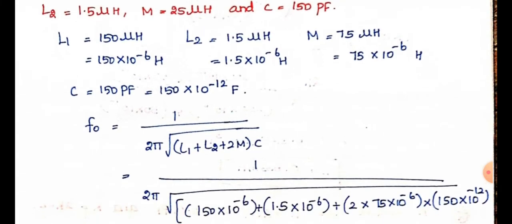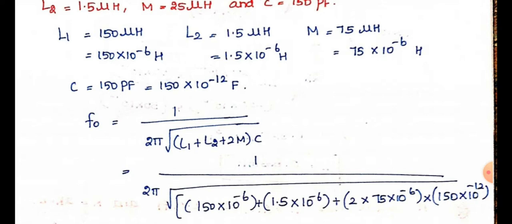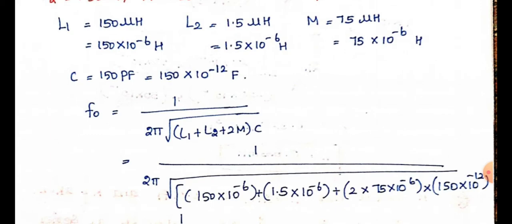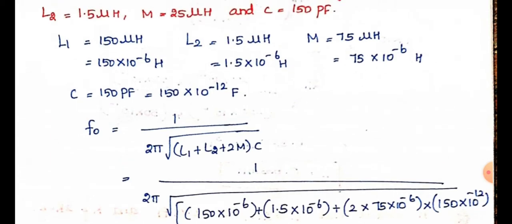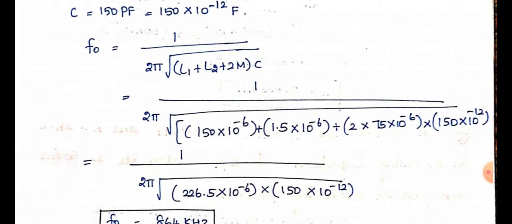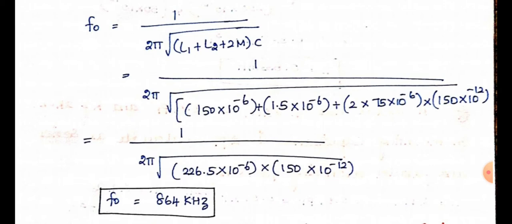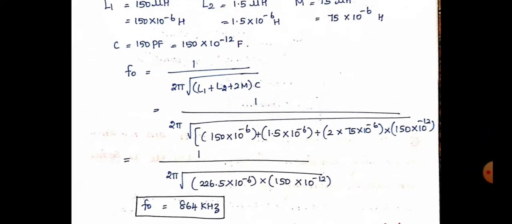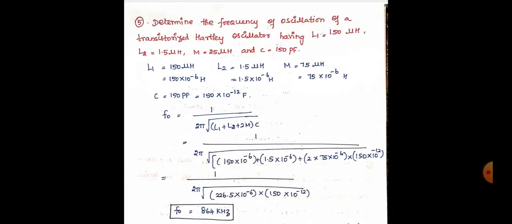So L1 value is 150 microhenry. Micro means 10 to the power of minus 6. Similarly 1.5 into 10 to the power of minus 6, and 25 into 10 to the power of minus 6. Capacitance value in picofarad. Pico means 10 to the power of minus 12. So we substitute all the values in the formula, 1 divided by 2 pi into root of (L1 plus L2 plus 2M) into C. So we find the value. F0 is equal to 864 into 10 to the power of 3 is the answer. So 3 is equal to kilohertz. So 864 kilohertz. So we have found the frequency of oscillation for the Hartley oscillator.